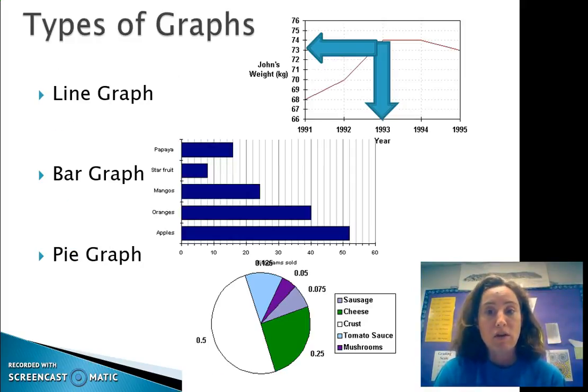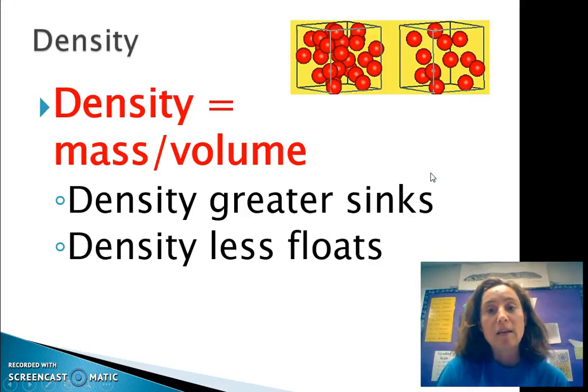Types of graphs that might be used: we have a line graph this way, and you're going to look down and to the side, and you always want to read the graphs. Bar graph will show you different types of information all in one graph, or a pie graph when your total is out of 100%.